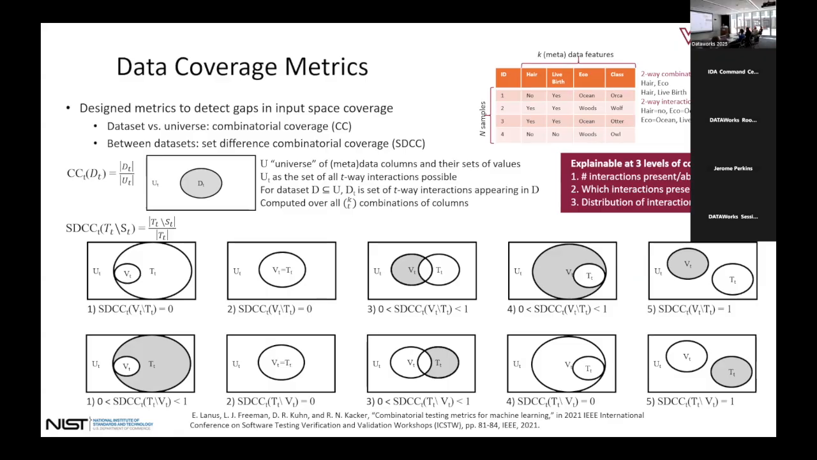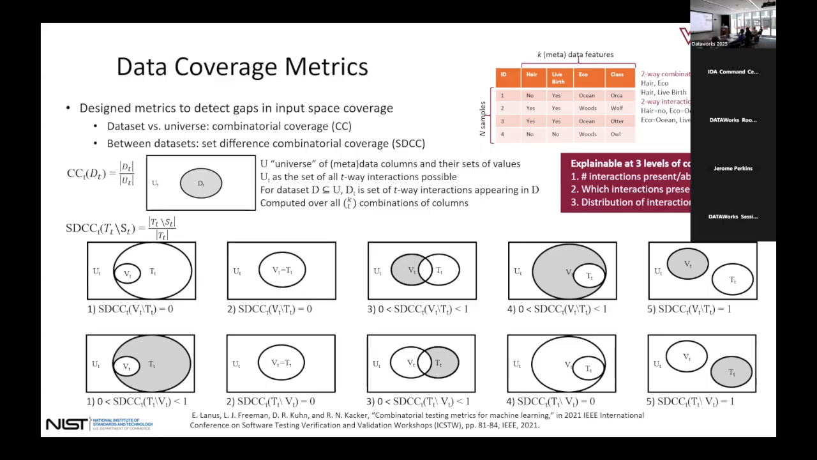So if I have U as a universe of, let's say, data columns and their sets of values, U sub T is the set of all of the T-way interactions that are valid within that universe. Then a given data set might look like the one up at this right-hand corner. I've got these K data features that are the columns of the data, and then I have N samples in that data set. We can think about those two-way combinations of features and the two-way interactions that are present.